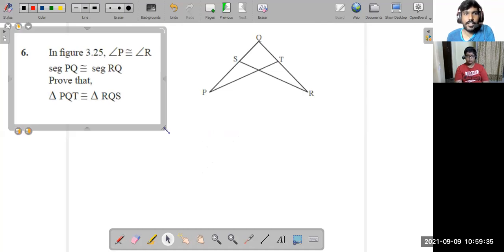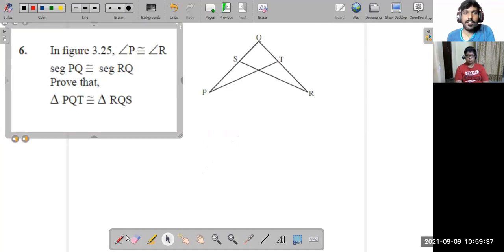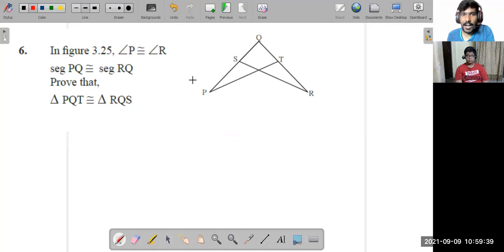Okay. So in this figure, angle P is congruent to angle R. Angle P is here, this one, and angle R is here, this one. Segment PQ, that means this, is congruent to segment RQ, that is this. So this segment is congruent to this segment.